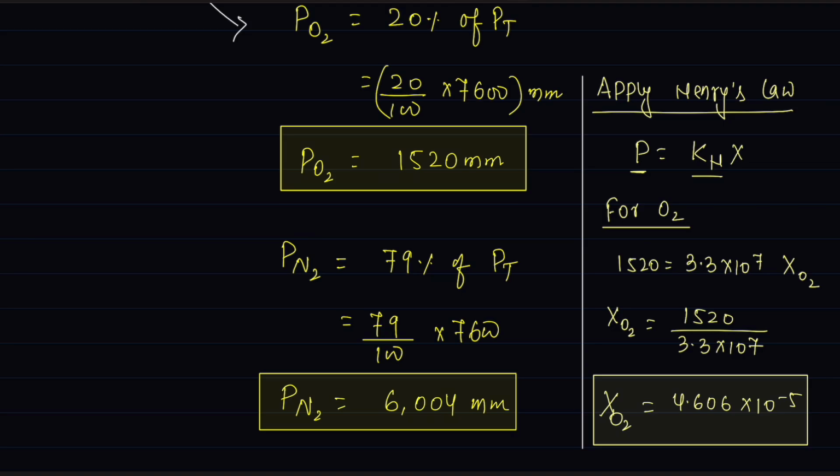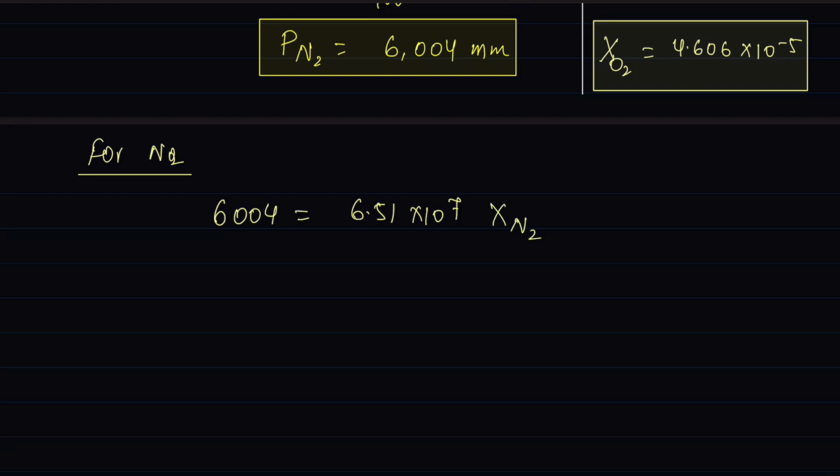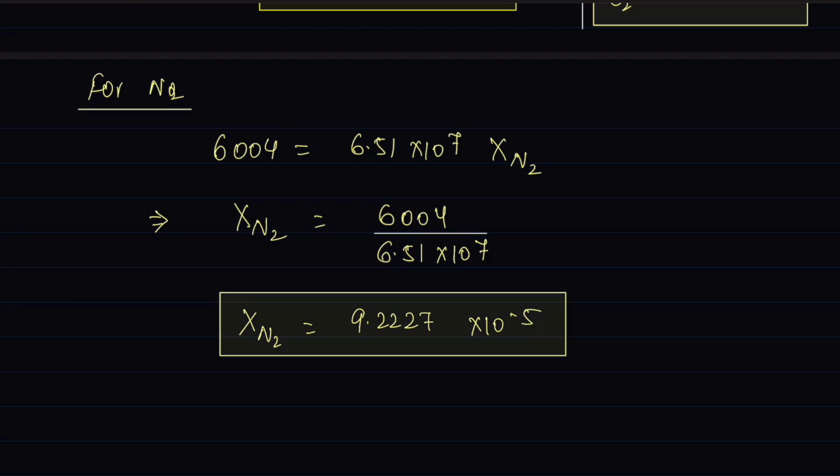Similarly, we have to find the mole fraction of N2. So for N2, 6004 is equal to 6.51 into 10 to the power 7 into mole fraction of N2. Mole fraction of N2 equals 6004 divided by 6.51 into 10 to the power 7. So mole fraction of N2 is equal to 9.2227 into 10 to the power minus 5. So now we have the mole fraction of nitrogen.